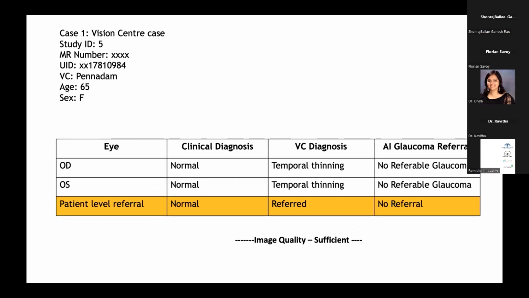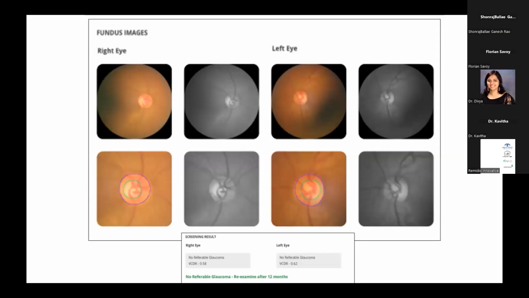These are some of the scenarios I would like to show. This is a case who was referred by the vision center doctor as temporal thinning, and then referred. And the AI said no referable glaucoma. So when the patient came to the base hospital, it was diagnosed as normal. So you can see it is 0.6, 0.6 symmetrical cupping with the ISNT rule being followed. And this was actually a physiological cup. But the good point is, this is a non-mydriatic fundus camera. So this patient was referred to the base hospital for a shallow chamber.